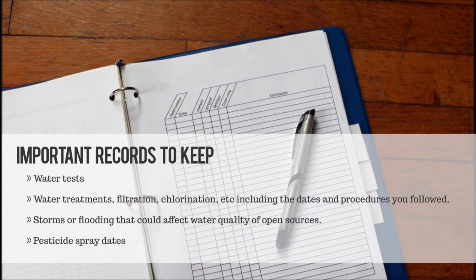Be sure to keep records of the following information: water tests, water treatments, filtration, and chlorination, including the dates and procedures you followed. Storms or flooding that could affect water quality of open sources, and pesticide spray dates.